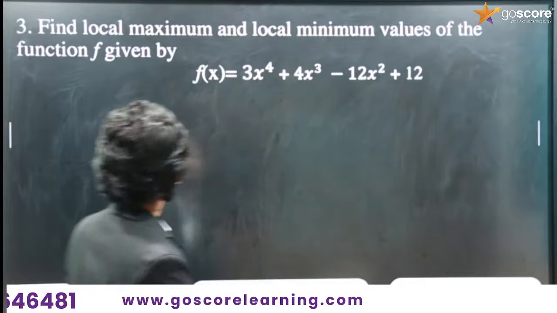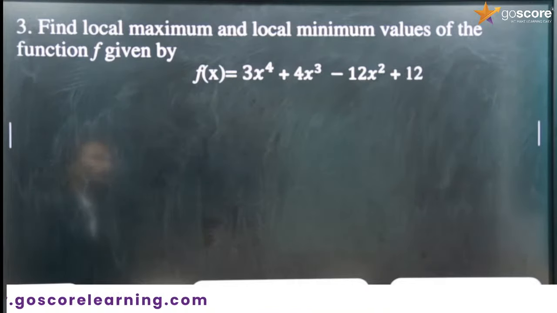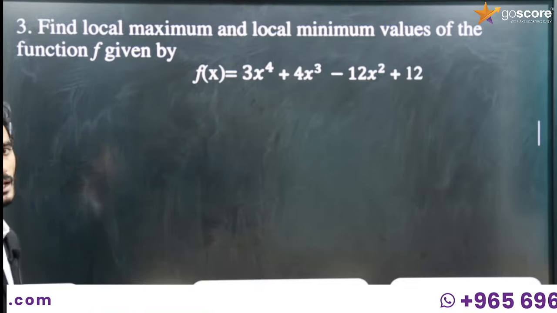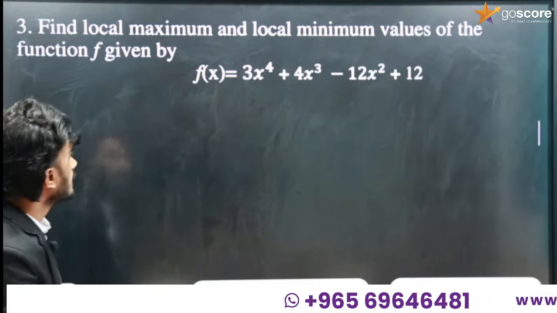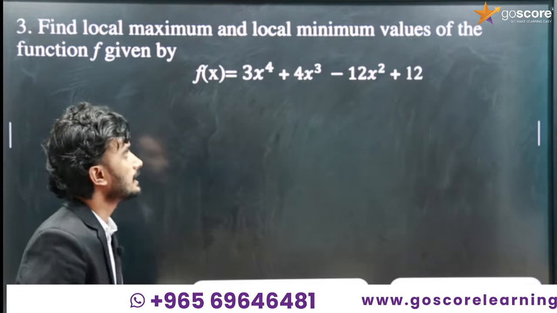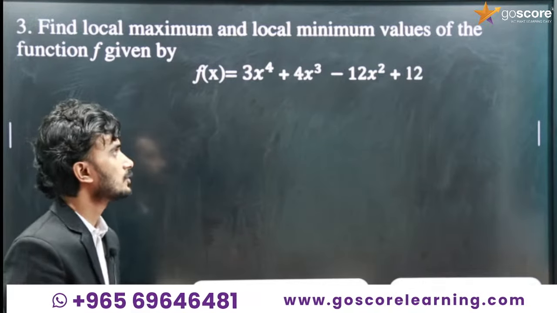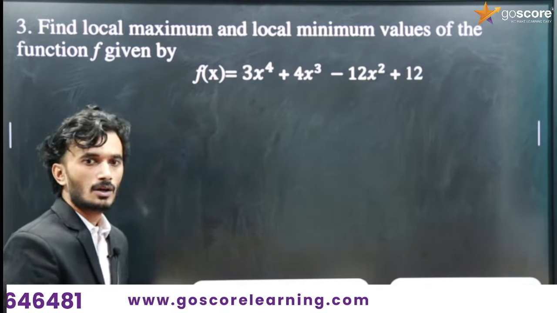Next, find the local maximum and local minimum values of the function f given by f of x is equal to 3x raised to 4 plus 4x cube minus 12x square plus 12. This is the third question.